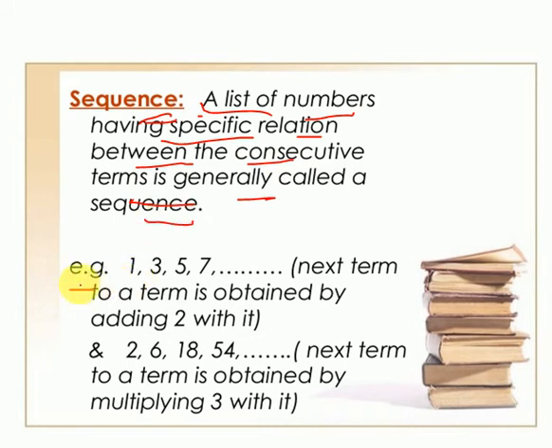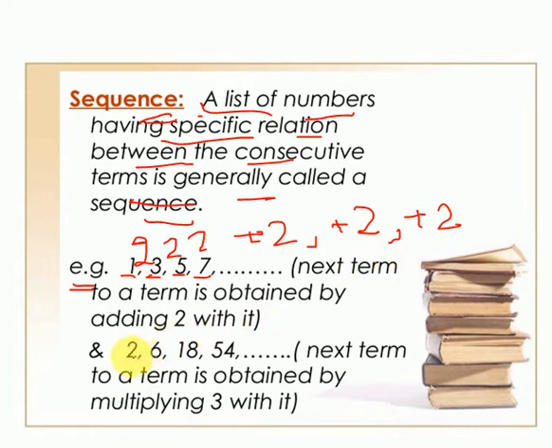So here you can see the example 1, 3, 5, 7. This is a sequence. How? You can see that the difference between 1 and 3 is 2, right? The difference between 3 and 5 is 2. The difference between 5 and 7 is 2. So you can see that the next term is obtained by adding 2. So here we are adding 2 again and again, and we are getting a sequence.